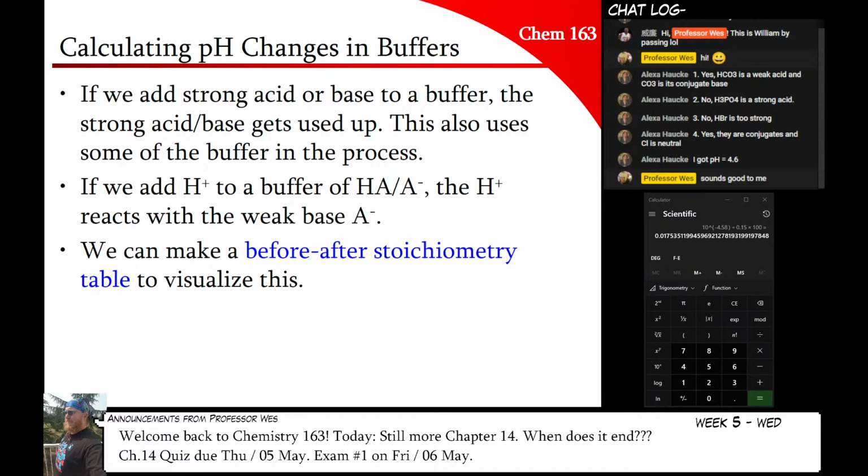Now, what we're going to be doing for this next section is adding strong acid or strong base to our buffer, and that's going to use up some of it. In order to calculate changes in our buffer due to the reaction of strong acid or strong base, we're going to have to make a new type of table. So we're going to use what I'm calling a before-after table.